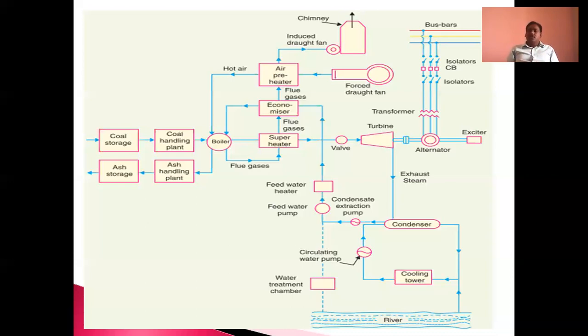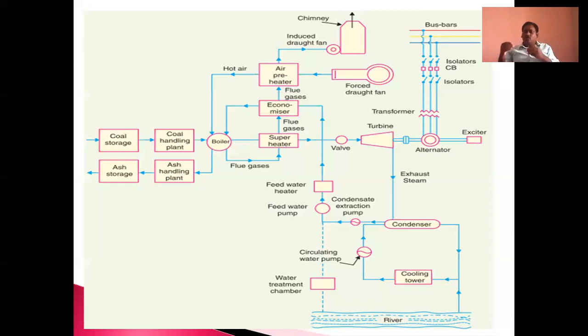That means first the chemical energy of coal is converted into heat energy. Then the heat energy of steam is converted into mechanical energy. Then the mechanical energy from the turbine is converted into electrical energy. That means it is a three-stage conversion system.